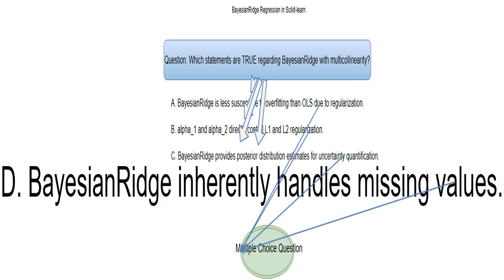That's incorrect. BayesianRidge, like most other regression models, cannot directly handle missing data. You'll need to pre-process the data and deal with the missing values using techniques such as imputation, filling in the missing data, before applying the BayesianRidge model.